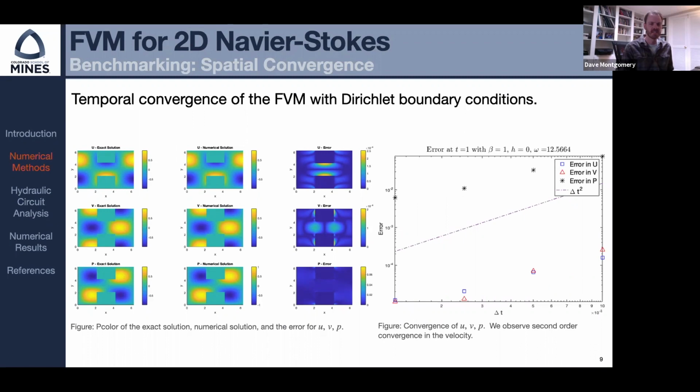Next, we tested the temporal accuracy by fixing the spatial discretization and running simulations with smaller and smaller time steps delta t. Again, we observed second order accuracy, which can be seen in the right figure where the errors decrease as delta t decreases.